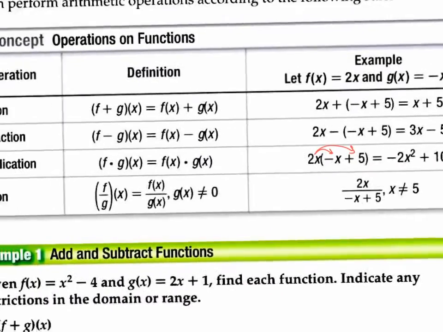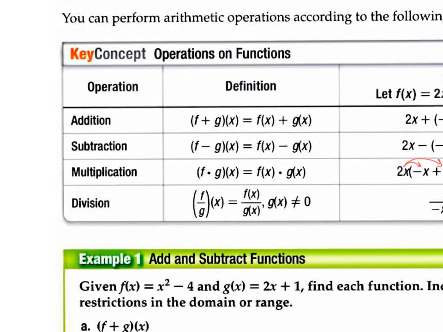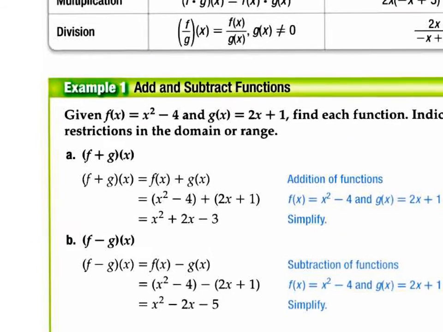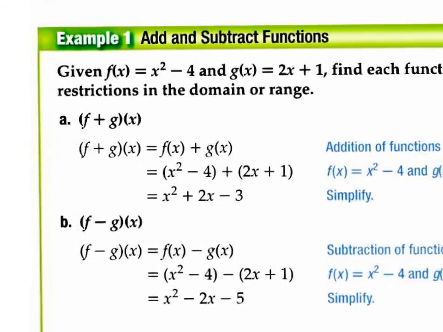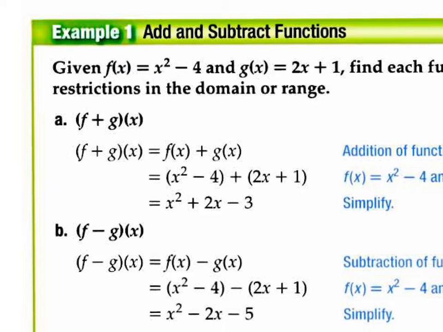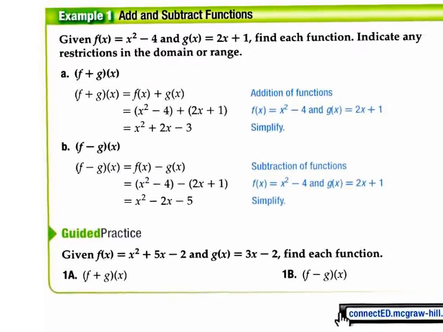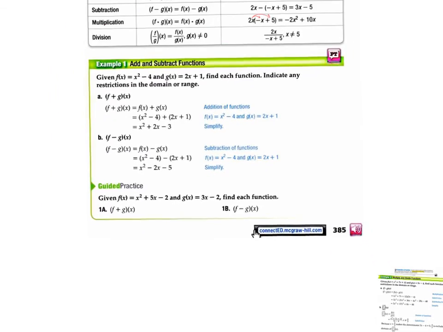So we're going to be doing different operations with functions. I might ask you to add them, to subtract them. In the book, they give you examples. Obviously, we have f of x being x squared minus 4 and g of x being 2x plus 1. If they ask you to add them, simply add your f of x with your g of x. Plug in the f of x, plug in the g of x, put a plus sign between them, and then combine like terms and you get your answers. Pretty straightforward. So you have all these different examples in the book, page 385.